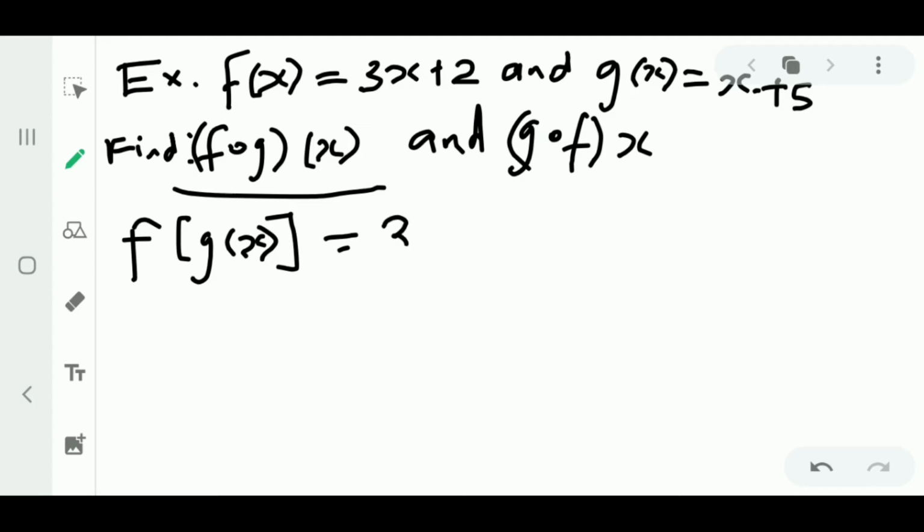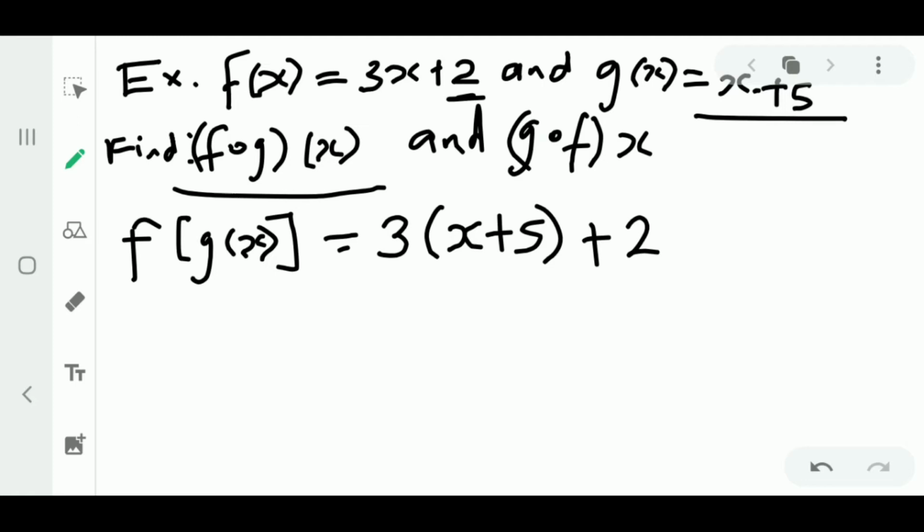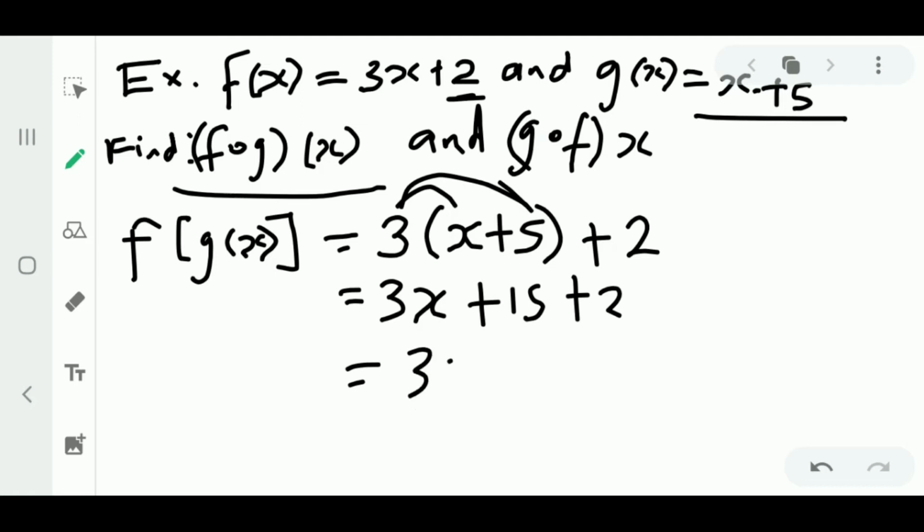So we have 3x, we're going to interchange it with x plus 5, so it's x plus 5, then we have the plus 2. What we'll do, to make this look neater, we'll expand the brackets. So it's 3x plus 15 plus 2, and that is equal to 3x plus 17.